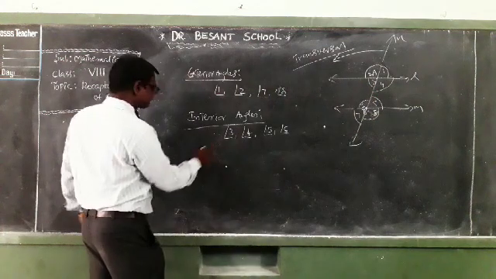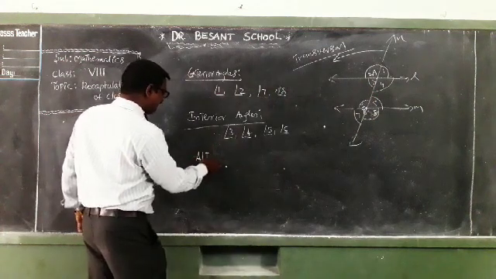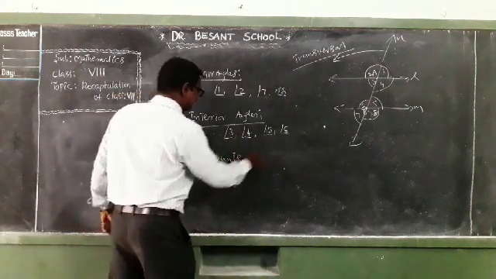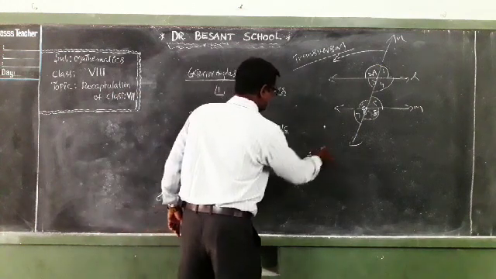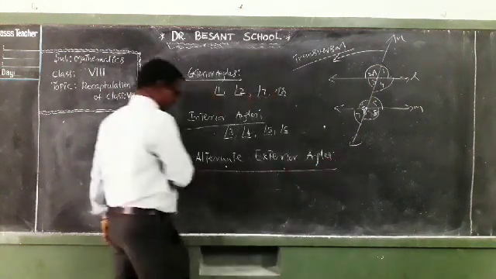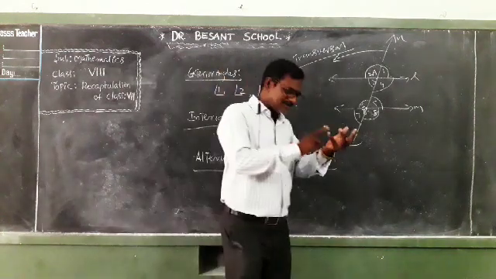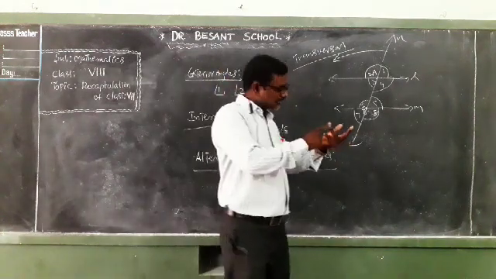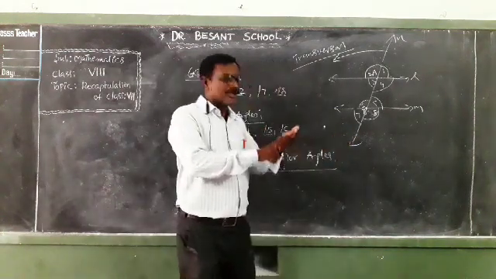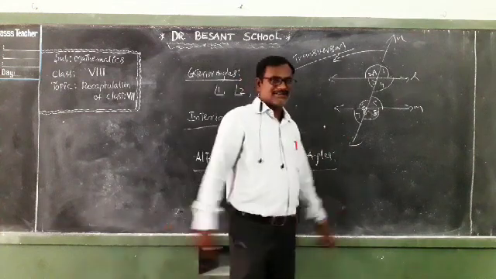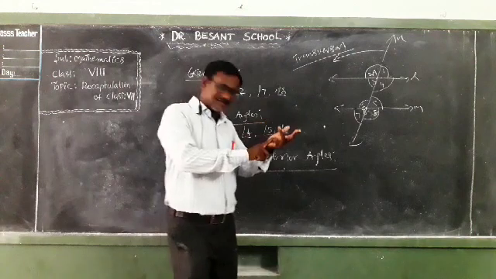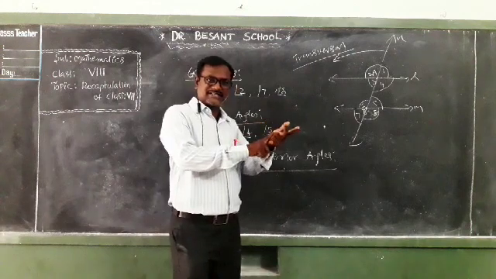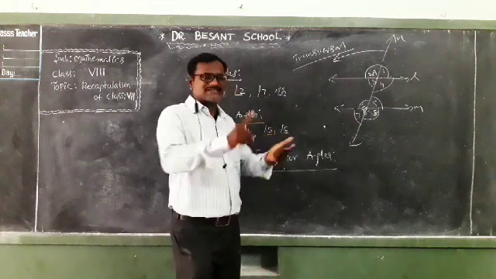And next is alternate exterior angles. The first condition, they must be exterior, they are not adjacent angles, and they are opposite to the transversal. See the conditions to define alternate exterior angles: they must be exterior angles, not adjacent, and opposite to the transversal.